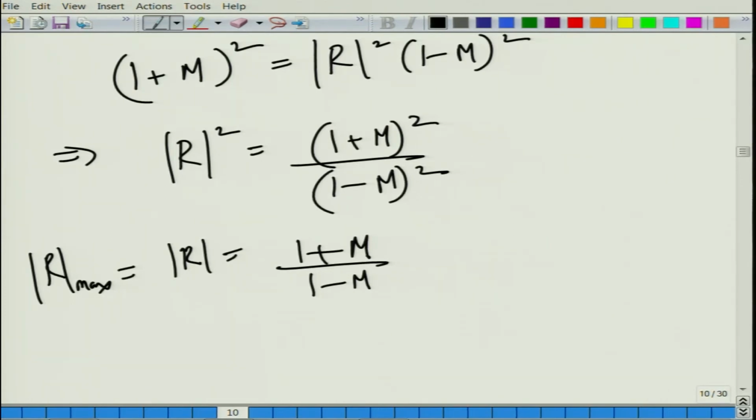Now, there are a few interesting things I would like to talk about here. When M is 0, r max is just equal to 1, isn't it? We just said M is 0 and the maximum mod r that you can get is 1, and that is consistent with our physical explanation that whatever acoustic power is being carried by the forward propagating wave, the entire wave is being reflected back. So, the reflection coefficient is 1.